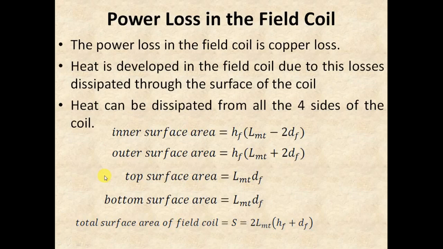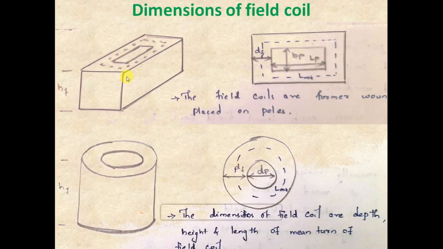Next we are going to see the power loss in the field coil. The power loss in the field coil is occurring due to the I square R loss. Heat developed due to this power loss is dissipated through the surface of the coil. Heat will be dissipated through the outer surface, through the inner surface, through top surface as well as the bottom surface. That is, heat will be dissipated through all the four sides of the coil.